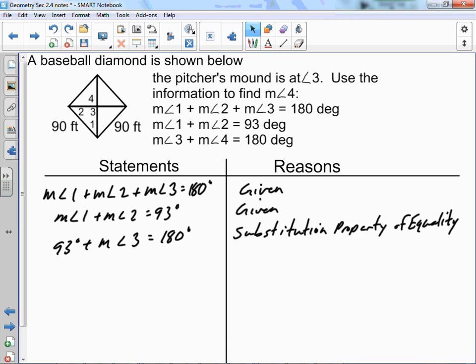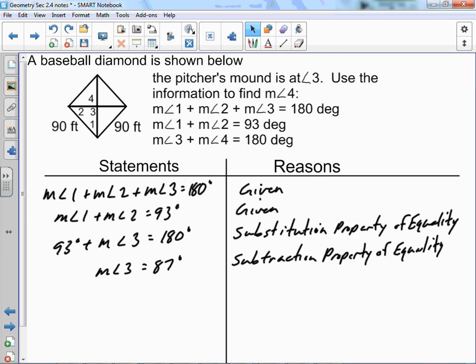All right, so then we've got 93 plus measure of angle 3 equals 180. So we can use this equation to figure out what the measure of angle 3 is. If we subtract 93 from both sides, we end up with the measure of angle 3 equals 87 degrees. And we subtracted to find that. Subtraction property of equality.